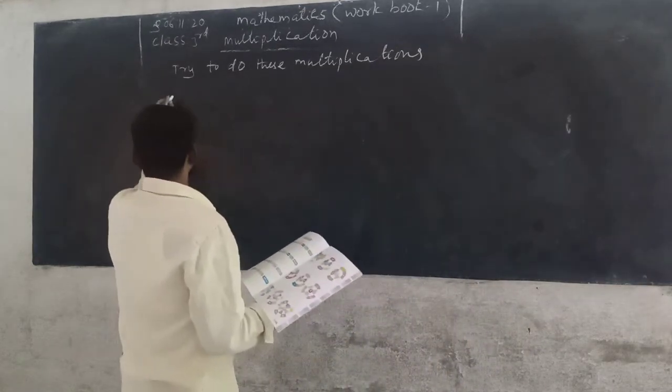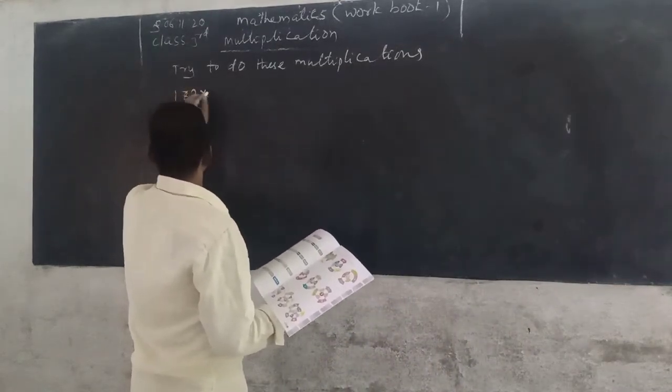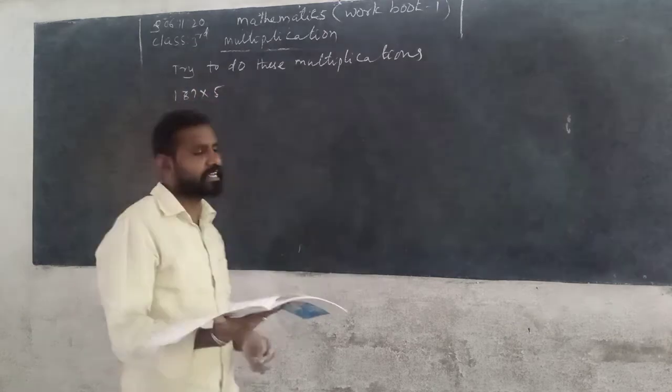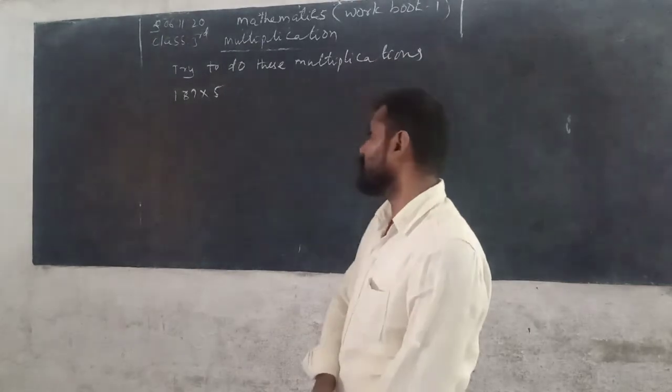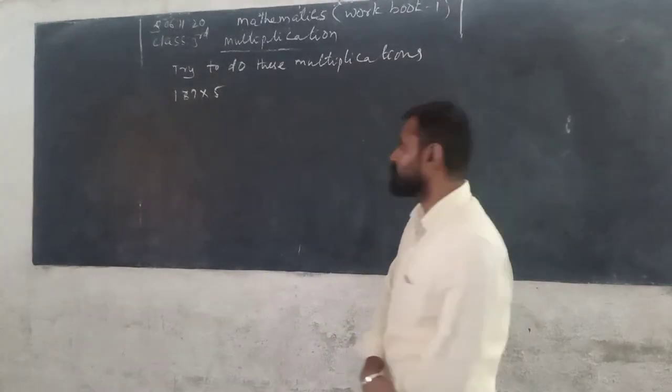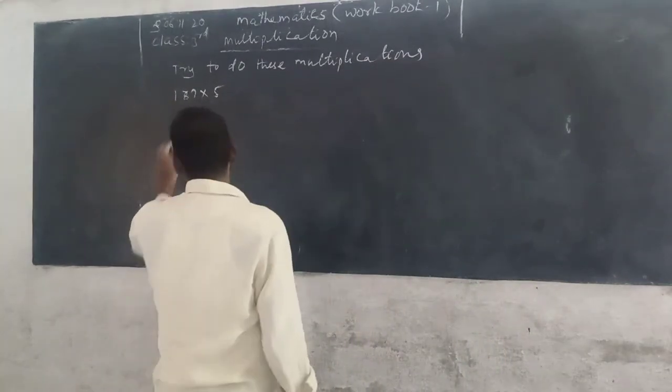So first one, 187 into 5. See here, 187 is the 3-digit number into 5. So a 3-digit number is multiplied by a 1-digit number. So you can write according to their places in column wise.